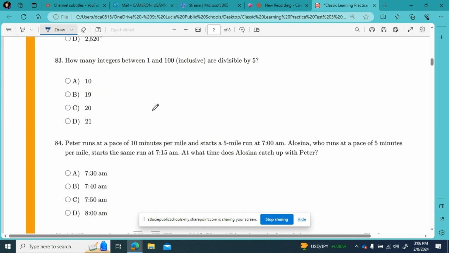And question number 83. How many integers between 1 and 100 inclusive are divisible by 5? So how many 5's times tables go up to 100? You can just say 100 divided by 5, or you could count by 5's up to 100, whatever you want to do. I know that 5 goes into 10 2 times. 2 times 5 is 10. And I just need my placeholder 0. So there are 20 numbers that are divisible by 5.